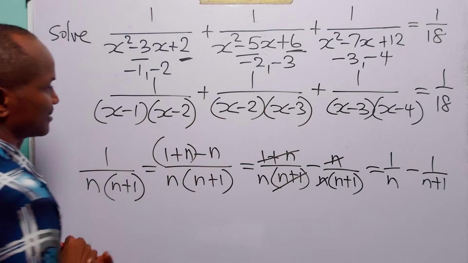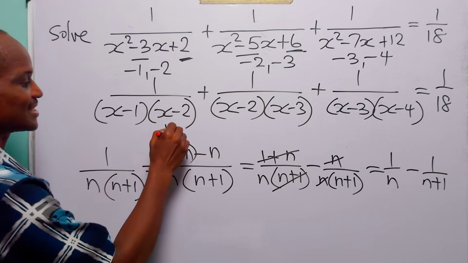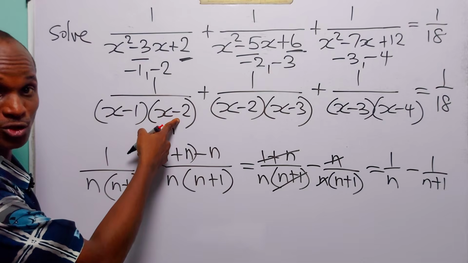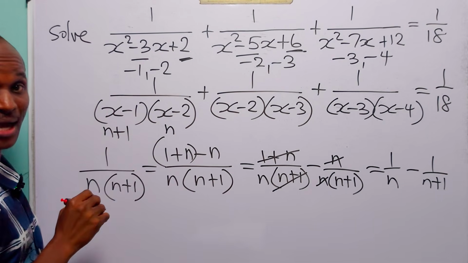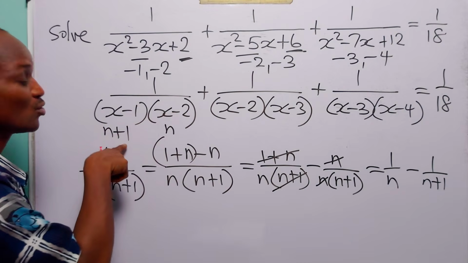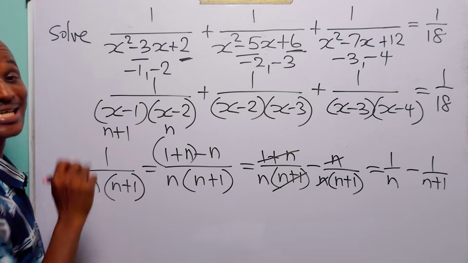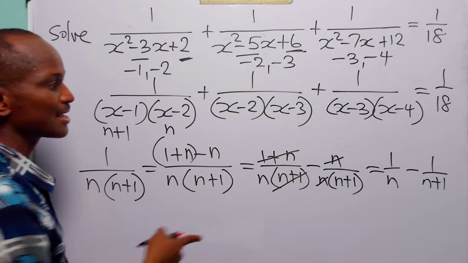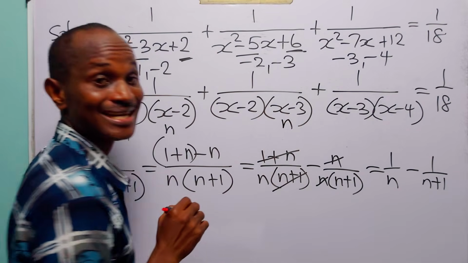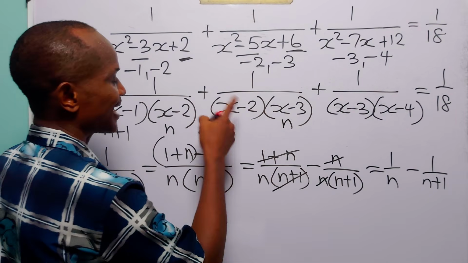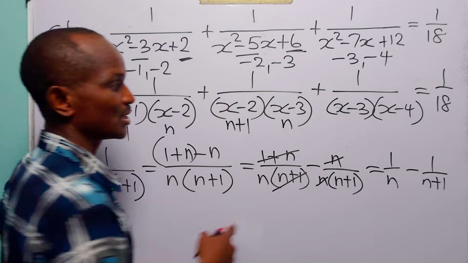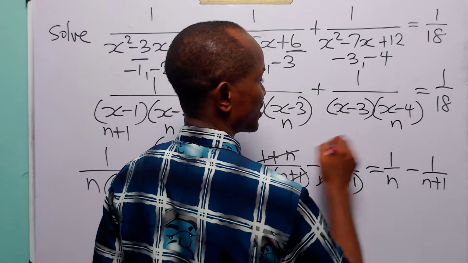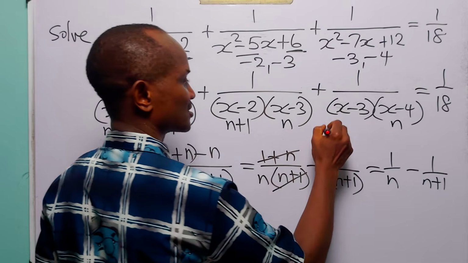Now let us look at this. Of course, you know that if this is n, that is x minus 2, then x minus 1 is going to be n plus 1 because x minus 2 plus 1 is going to give us x minus 1. In the same way, if x minus 3 is n, then x minus 2 is going to be n plus 1. And also, in the same way, if x minus 4 is n, then x minus 3 is going to be n plus 1.